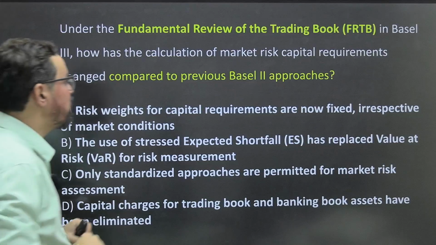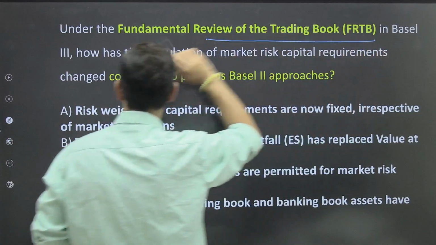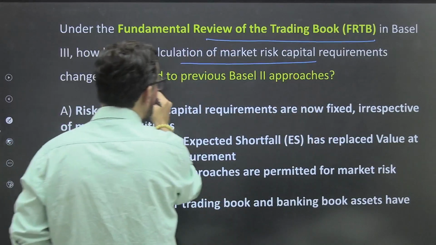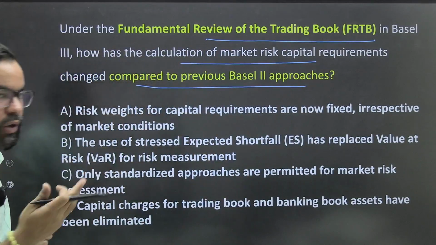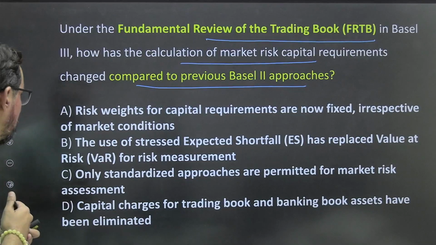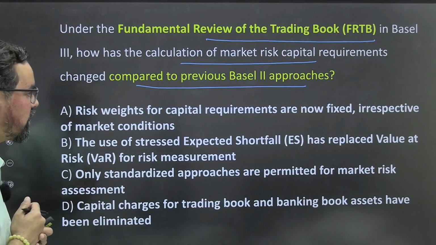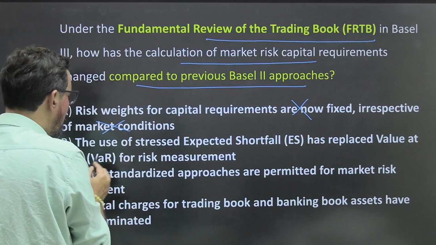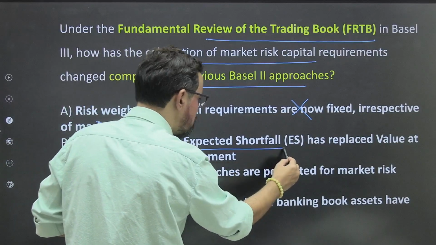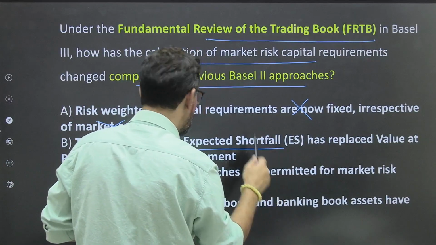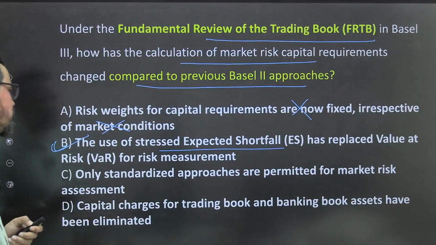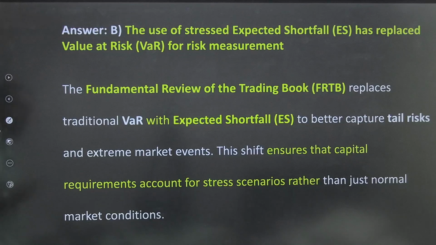Under the Fundamental Review of the Trading Book in Basel 3, how has the calculation of market risk capital requirement changed compared to the previous Basel 2? Okay, so we have entered into ES, expected shortfall, or conditional VaR. Risk weighted assets for capital requirement are now fixed, irrespective of market condition? No, they are not. No, this is wrong. It uses stressed expected shortfall, which has replaced value at risk. Only standardized approach? No. Option B is the right answer for this one. So expected shortfall, conditional VaR, is used as per this particular one.